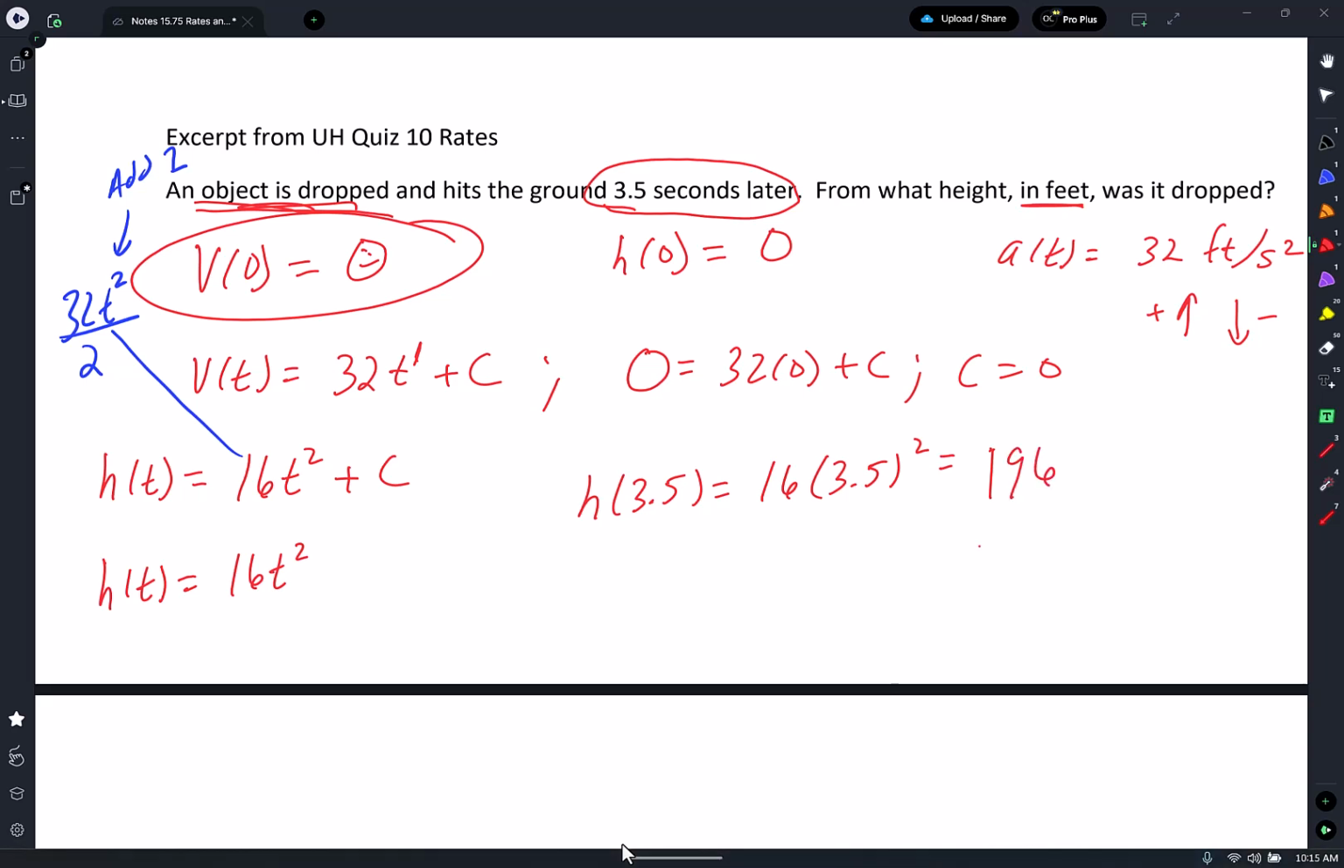And I need units. Feet. No, just feet. Because this is the height.